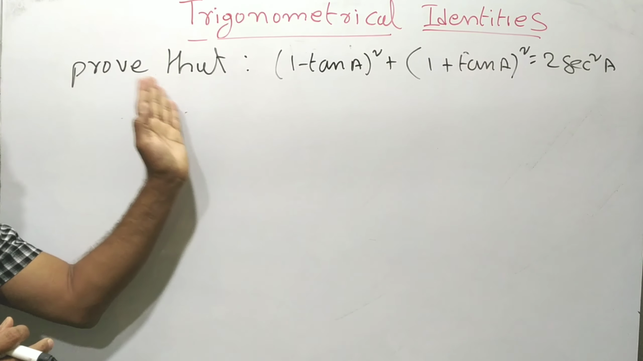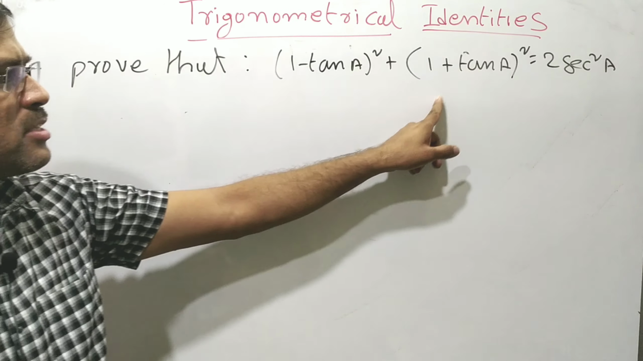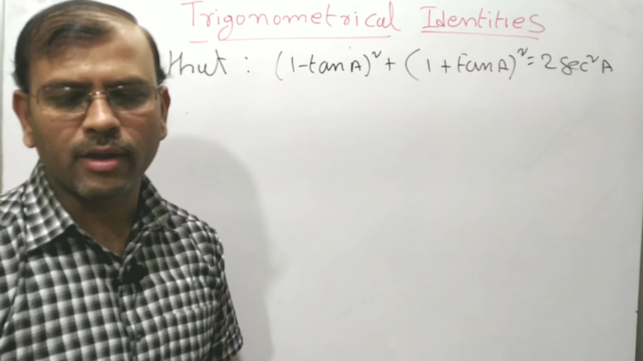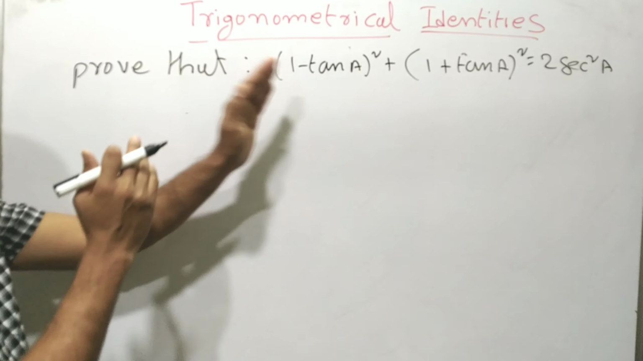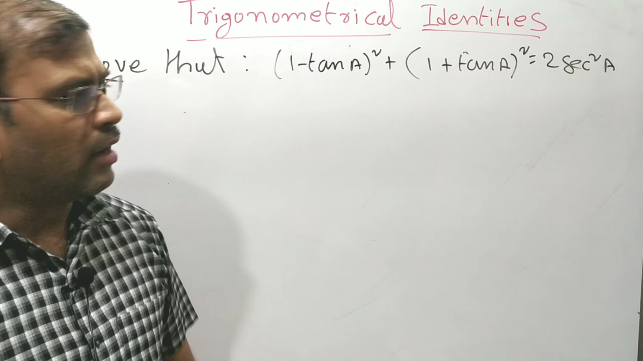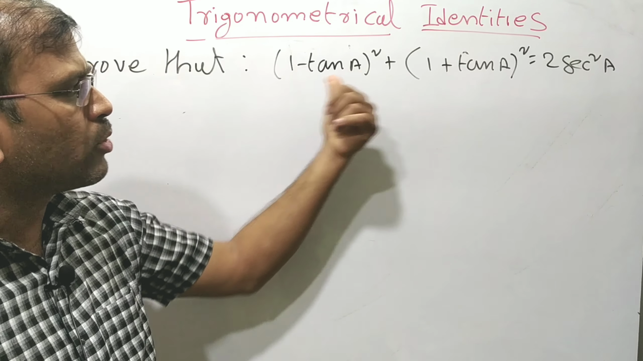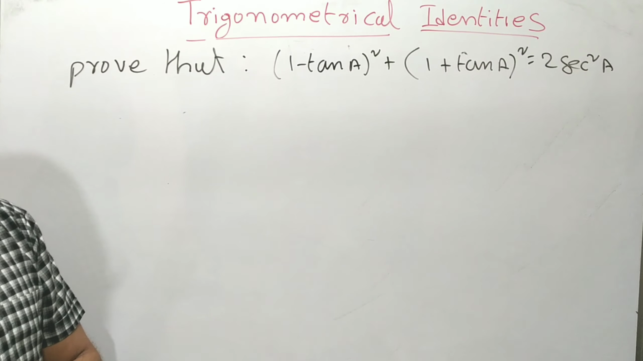Look at the next one. Prove that (1 minus tan A) whole square plus (1 plus tan A) whole square equal to 2 sec square A. So now when we simplify the left hand side, we should get the right hand side. In this case, always take the left hand side, because getting this result by using sec square is difficult. So that is the reason you take it as the left hand side.